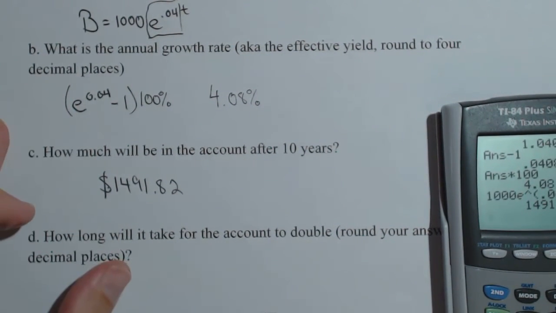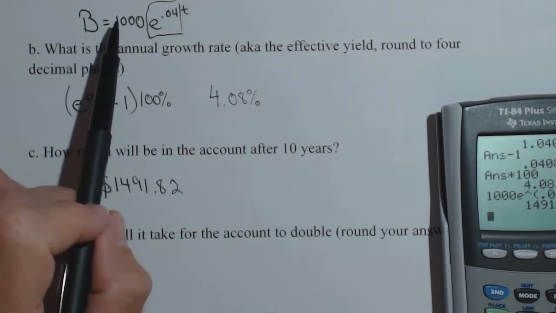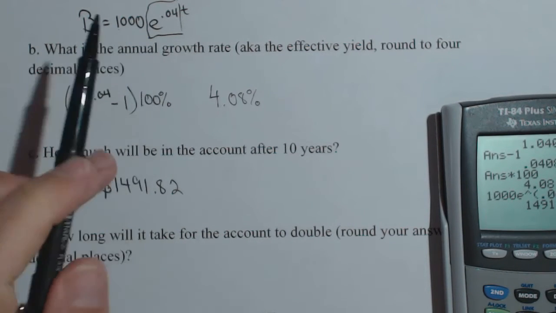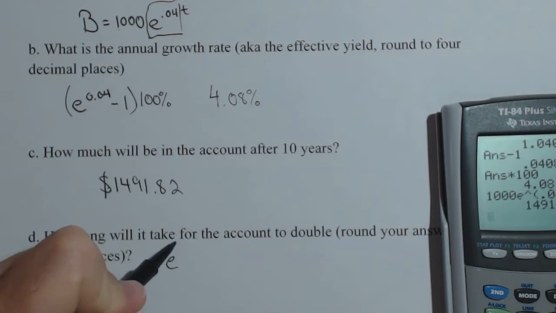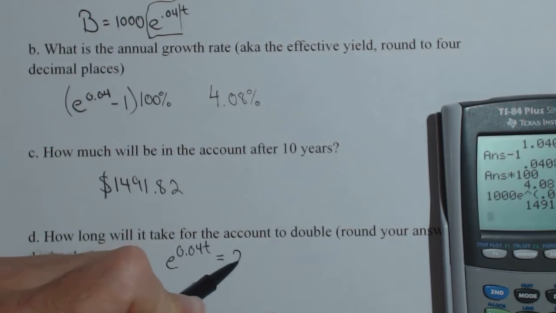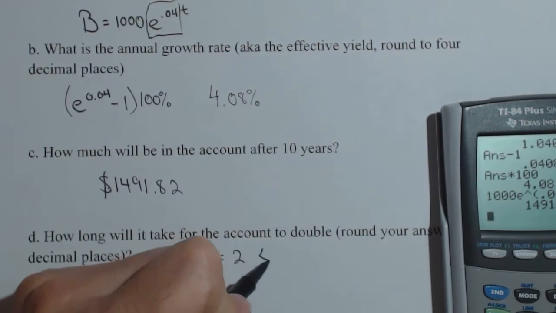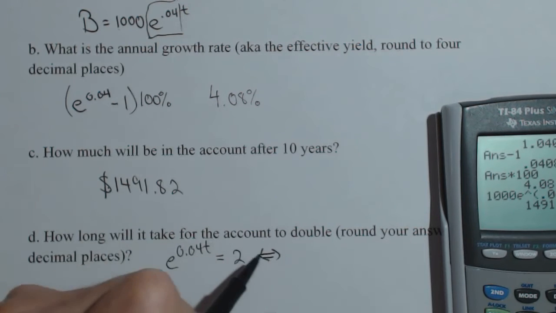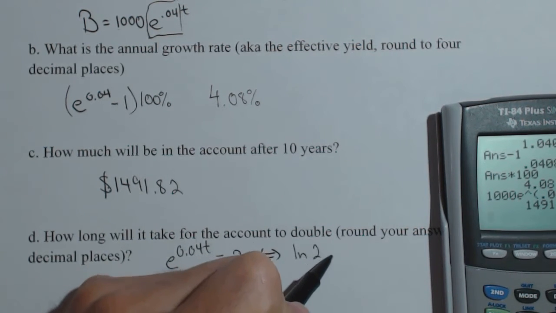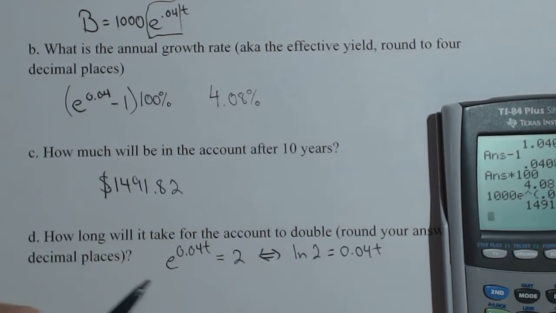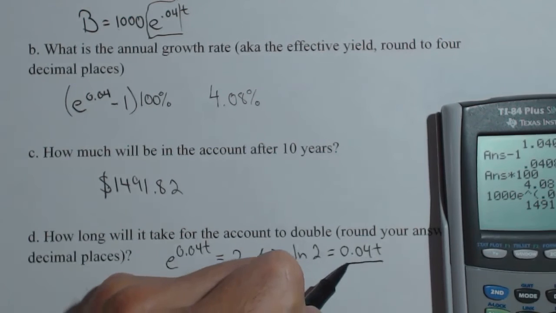How long does it take the account to double? One way of doing this is setting this equal to 2,000. First thing you're going to do, though, is divide by 1,000 on both sides. So basically, we want to solve this exponential equation, e to the 0.04t. We want to know when it equals 2, because you can think of this as 1 doubling to 2. This we can solve via logs, specifically natural log, because natural log of 2 equals 0.04t from what we know of rewriting exponential equations as logarithmic.